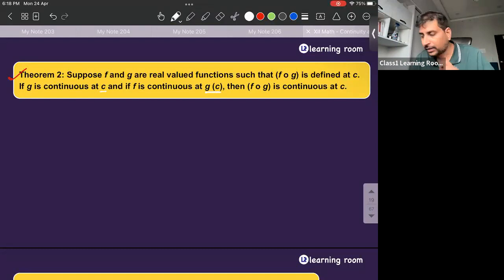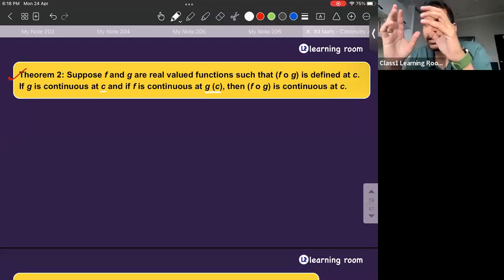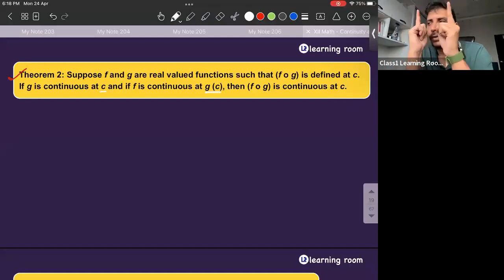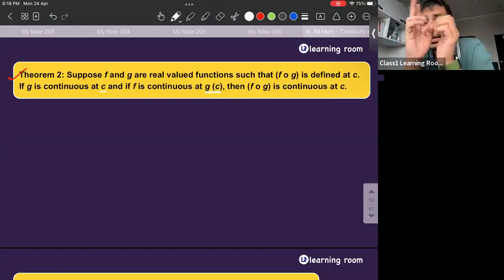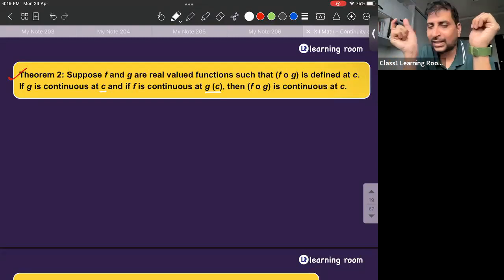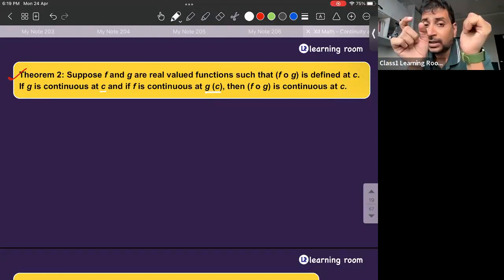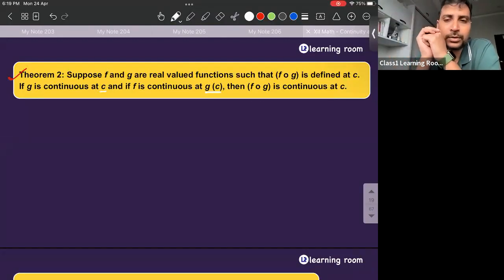I repeat it, listen to this carefully. There are two functions, f and g, both real valued. Using f and g, you're able to form a composite function, and that composite function is defined at some point c. This is the first part of the statement. The second part is, when you write f circle g, you come from the right. If g is continuous at c and f is continuous at g of c, then f circle g would be continuous at c. That is the meaning of it.